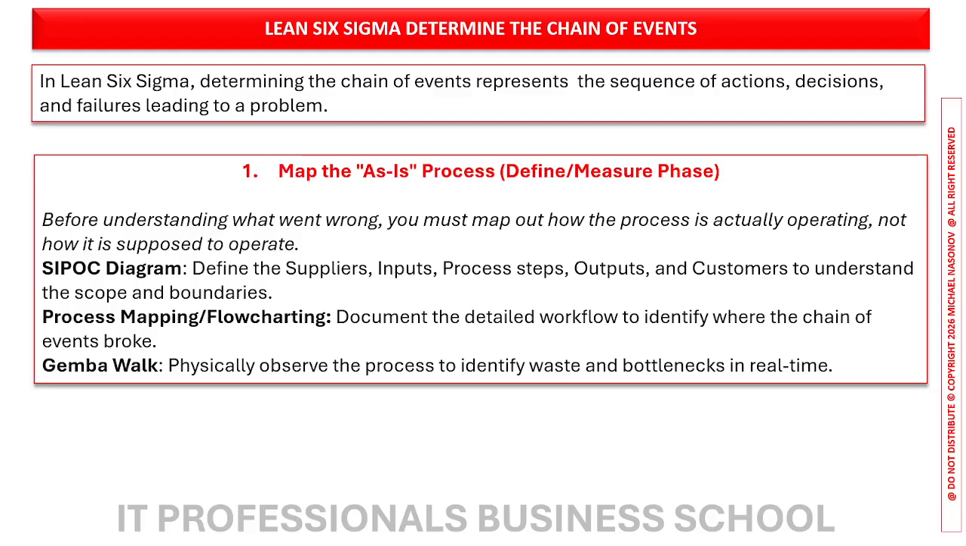Map the as-is process. Define and measure phase. Before understanding what went wrong, you must map out how the process is actually operating, not how it's supposed to operate in the future. You can use a SIPOC diagram, process mapping, and flowcharting techniques; you need to document them. And Gemba walk, about which you're already aware, means physically observing the process to identify waste and bottlenecks in real time.